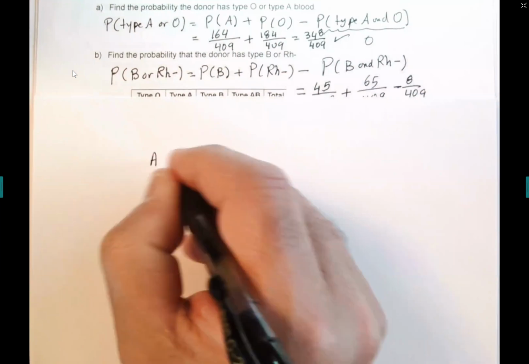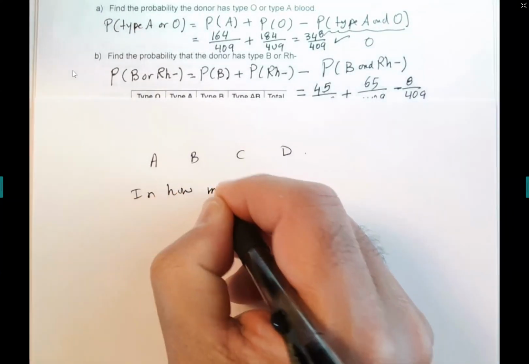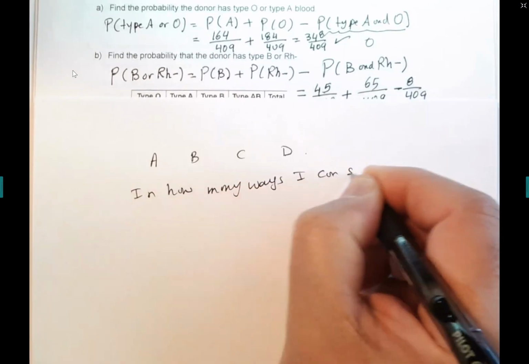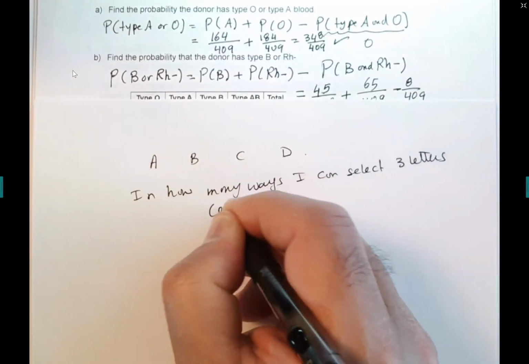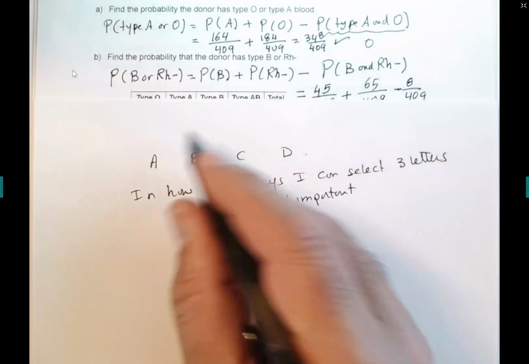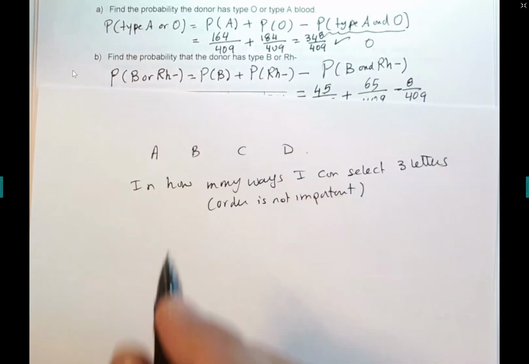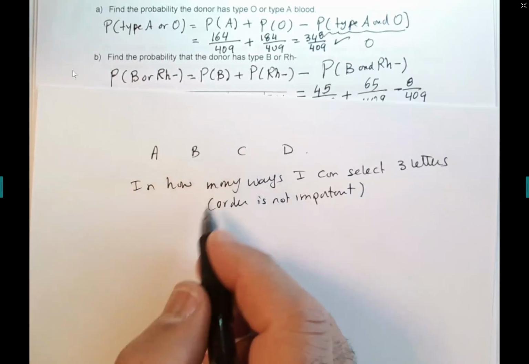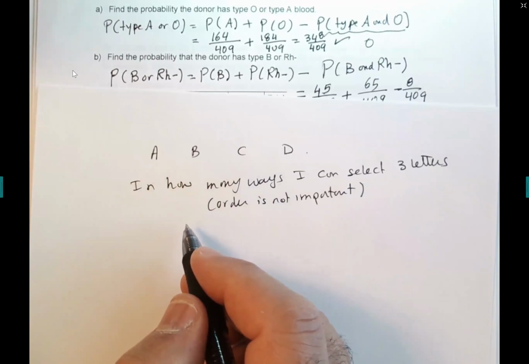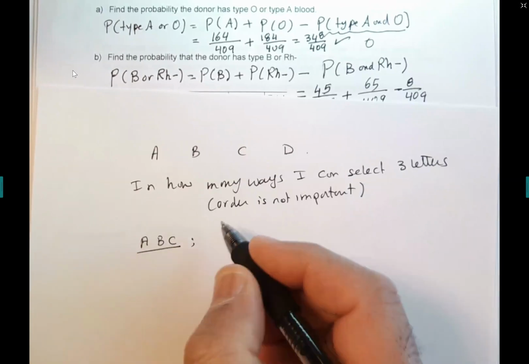Let's say I have 4 letters, A, B, C, D. I want to select 3 letters, any 3 letters, and the order is not important. In how many ways can I select 3 letters? Order is not important. So whether I select A, B, C, or whether I do B before A, before C, it doesn't matter. It's the same thing. Can you guys help me list the possibilities here? Let's say these are 4 students and I want to select 3 students out of 4. How many different groups of students can I get? What would be the first one, guys? ABC. Good. That's one.